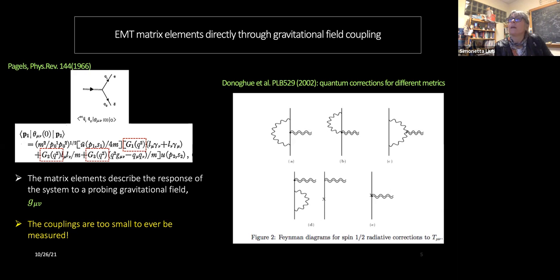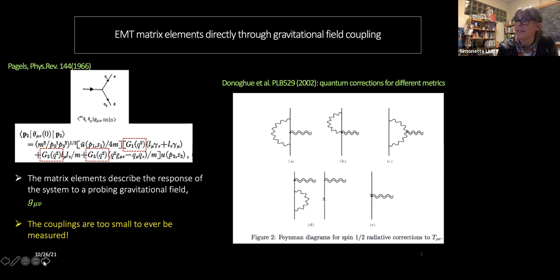So fine. Later on there were more publications. There's one, again a nice paper, in which these quantum corrections are calculated. This is just to see the difference in general relativity between different methods.